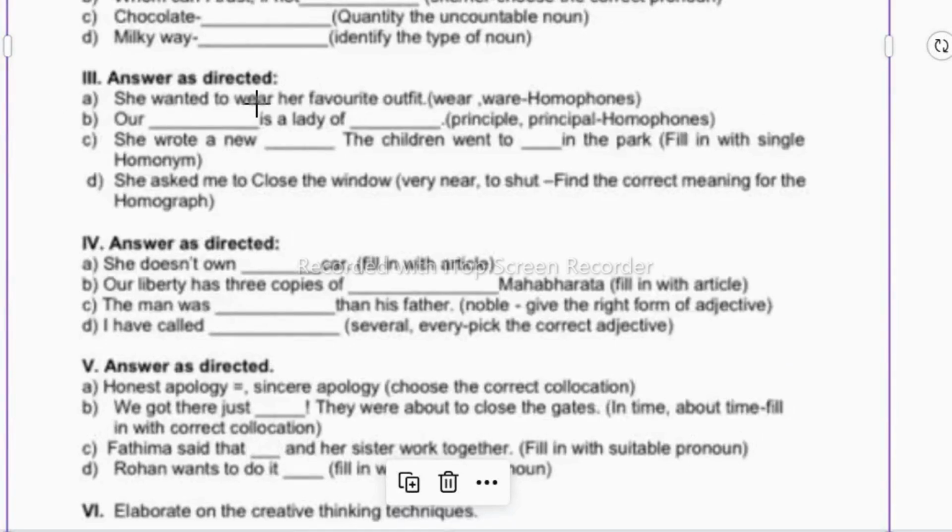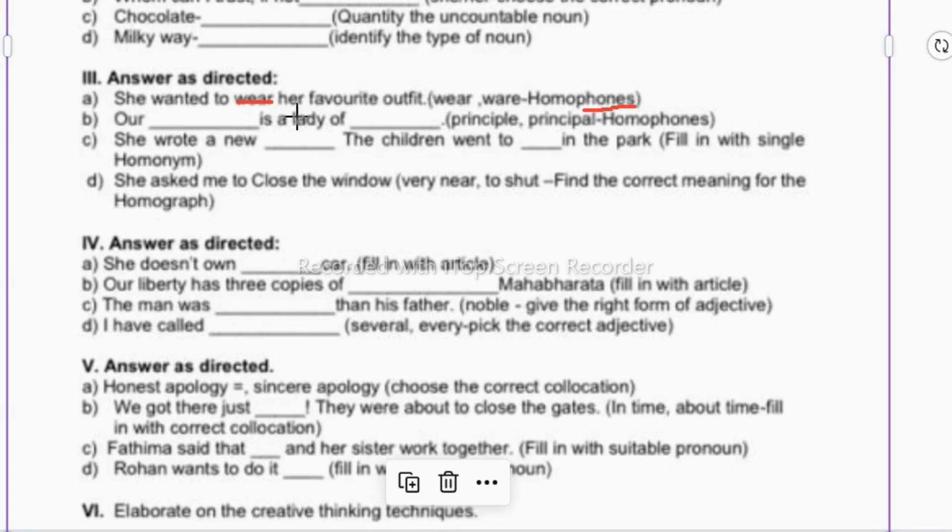Again, answer as directed. Again they will guide you on what you have to do. She wanted to wear her favorite outfit. Already the answer is here. They will give you a blank and ask you to choose the correct homophones. Now homophones, phone means sound, so the sound should be the same but the meaning and the spelling will be different. So you have to choose the word based on the sentence.